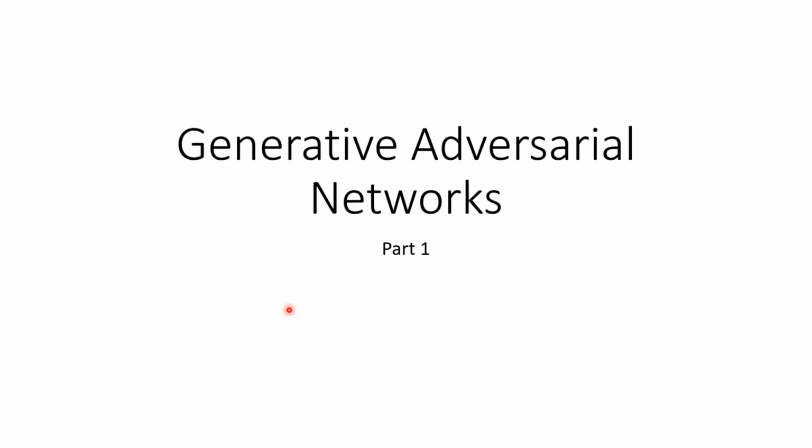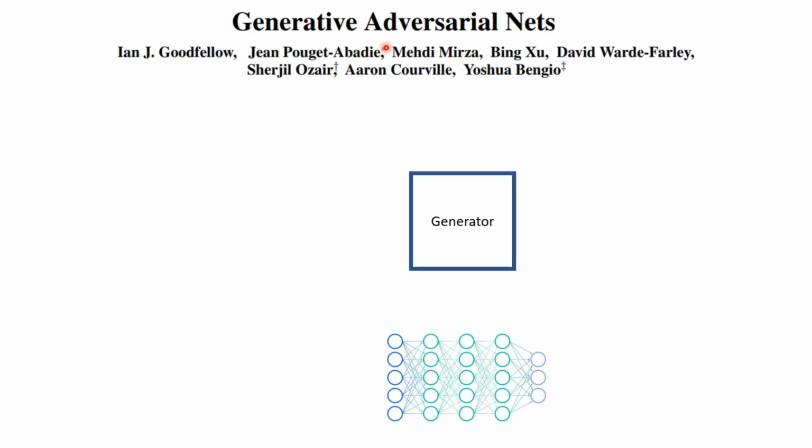Hello, in this first video about generative adversarial networks, I will talk about the fundamental concepts of GANs by discussing the paper Generative Adversarial Nets. One of the main building blocks of GAN is the generator. The generator aims to produce data which cannot be distinguished from real data.